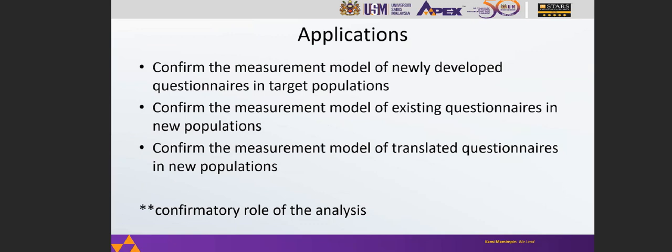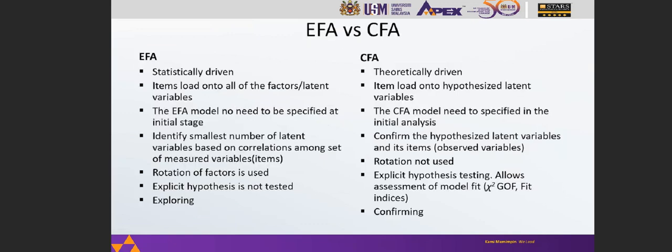The applications: confirm the measurement model of a newly developed questionnaire, for example; confirm the measurement model of an existing questionnaire in a new population; confirm the measurement model of a translated questionnaire in a new population. So we use confirmatory factor analysis. Now, EFA versus CFA. Please remember this. What is the difference between EFA versus CFA? I'm not sure.